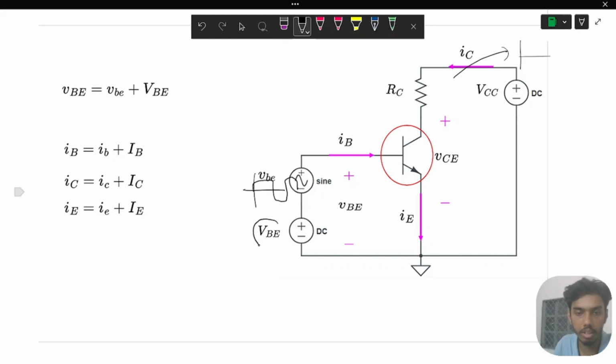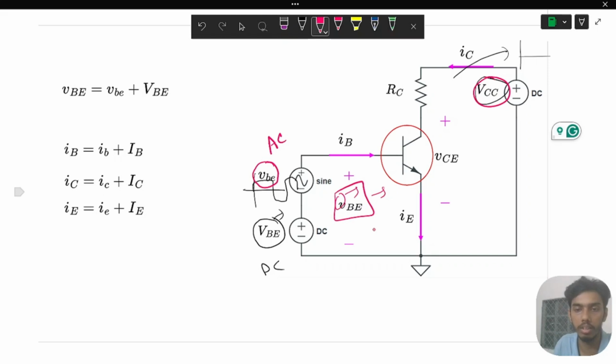Where every term is in capital letters will be denoted as a DC term. So this is a DC term. This is also a DC term. Let me change the color. This is also a DC term. And where everything is in small letters, like this vBE, this will be regarded as an AC signal. And where the letter is capital and small mixed, these signals will be denoted as both AC and DC terms. So this is a mixture, or summation, of AC and DC terms.